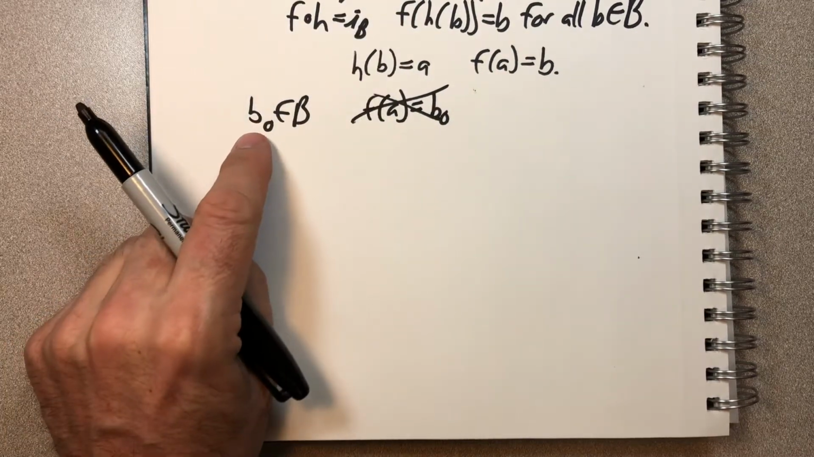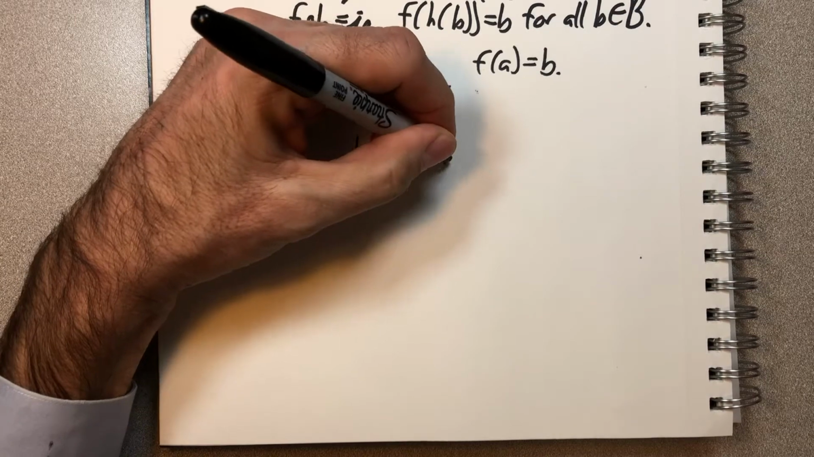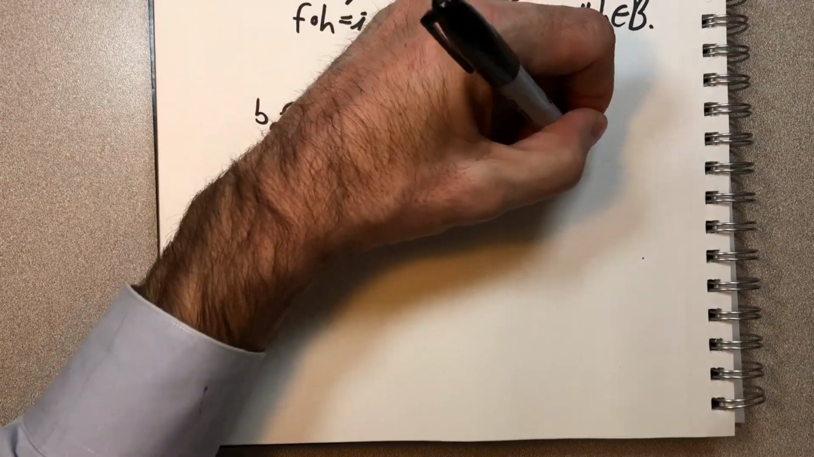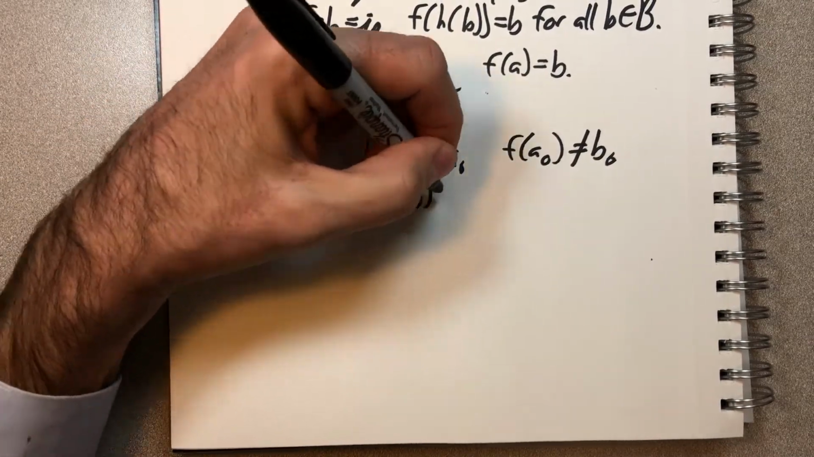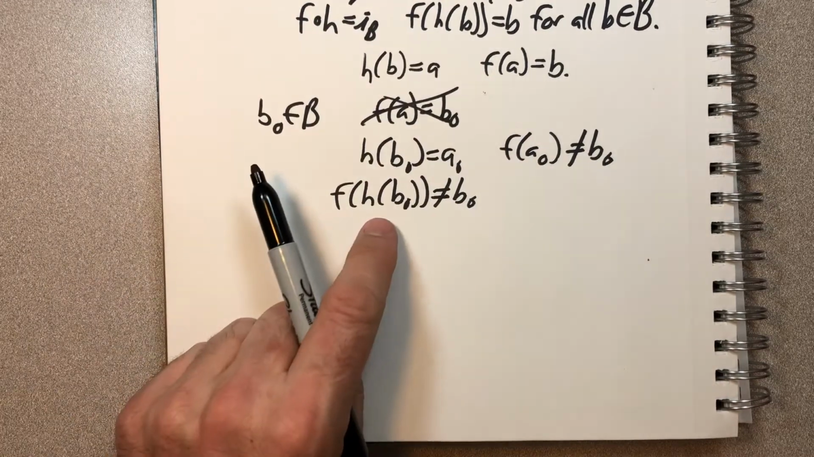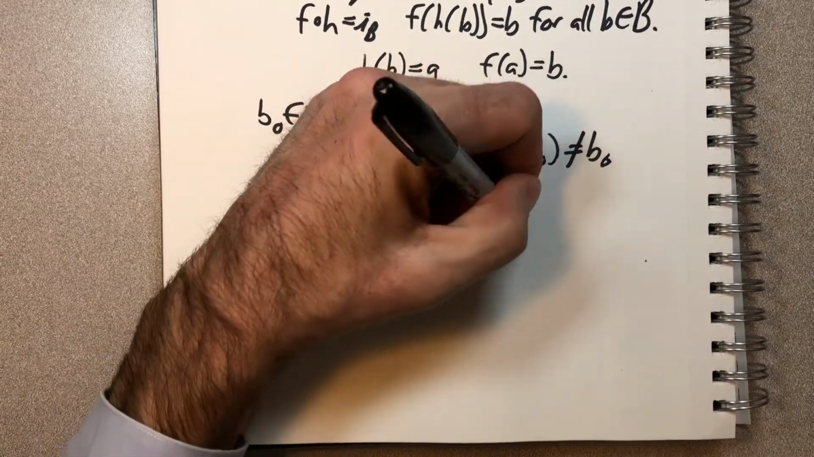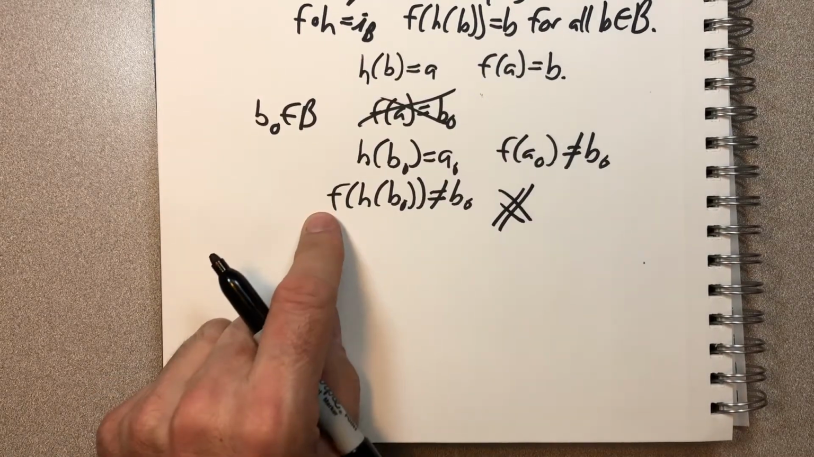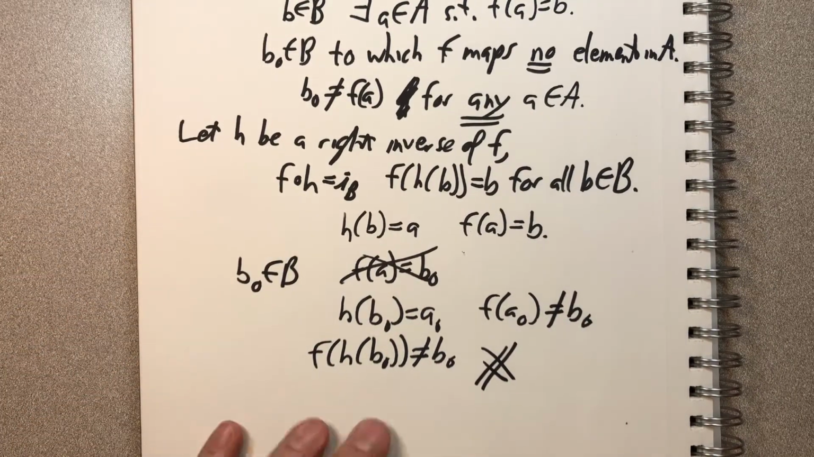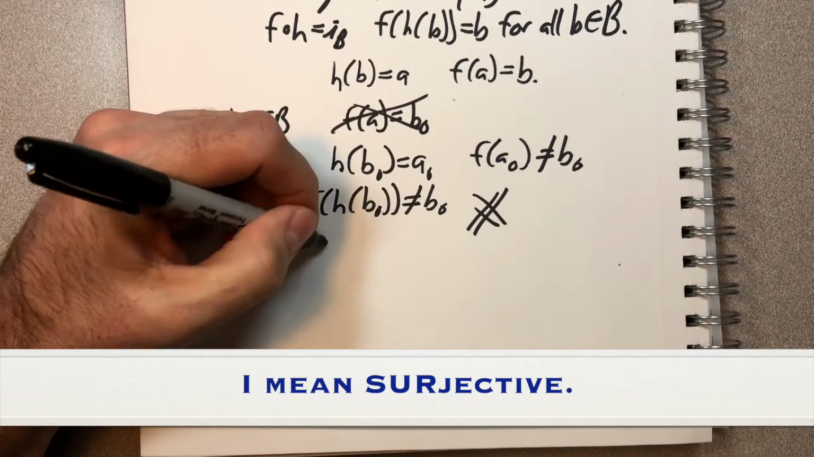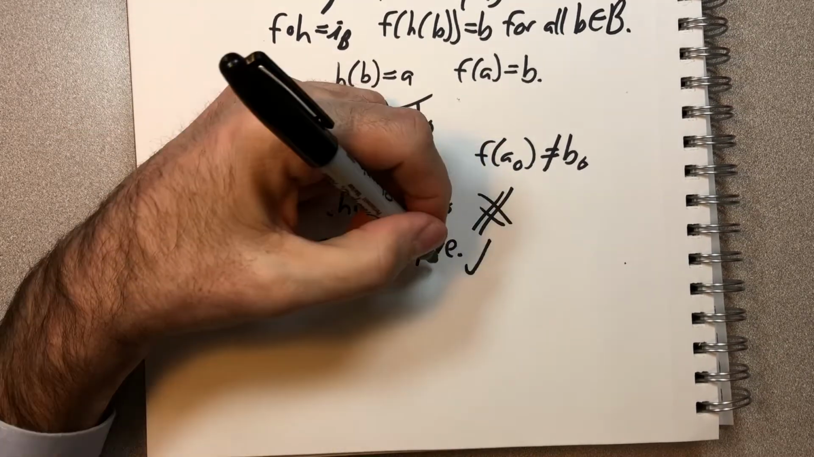So that means that h maps b0 to some element a0 in A, which does not go back to b0. So it has to be that f of a0 does not equal b0. So that means that f of h of b0 does not equal b0. But this means that h cannot be the right inverse of f because there's some element in B that isn't mapped back to itself. So again, there's a contradiction because we began by assuming that h was the right inverse of f. So our assumption must be wrong, meaning we assumed that f was not surjective. That assumption must be wrong, therefore f is surjective.